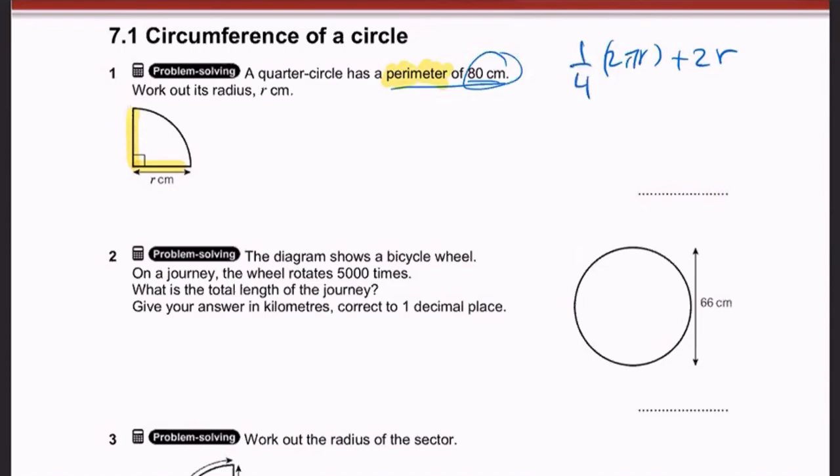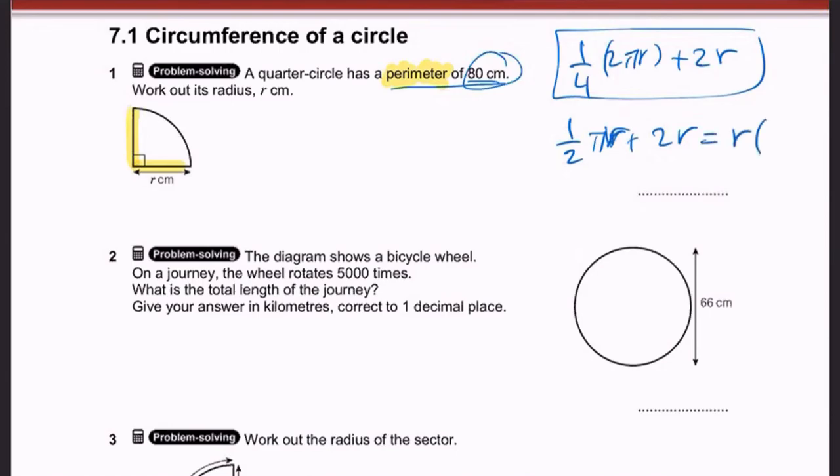Okay, so now this will be how much? A quarter times 2 pi r means half pi r, plus 2r. You can take r as a common factor in this case, or not. It's up to you. I'll take r as a common factor. Then it will be half pi plus 2. I got this r and this r as a common factor.